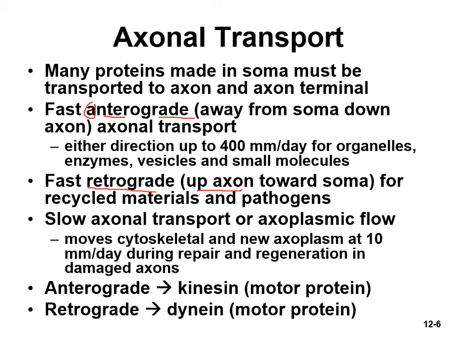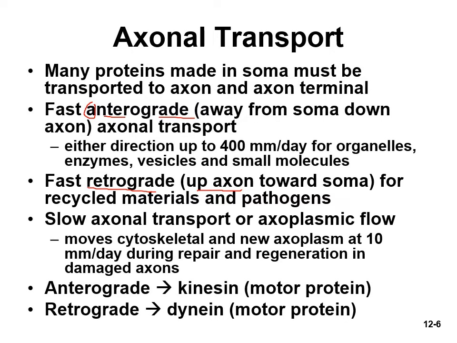We have different types of movements, as you can see on the slide. It talks about fast and slow movement. I'm really more concerned by you knowing that when you see anterograde, it means that we're moving down the axon, and when you see retrograde, it means we're moving back up.